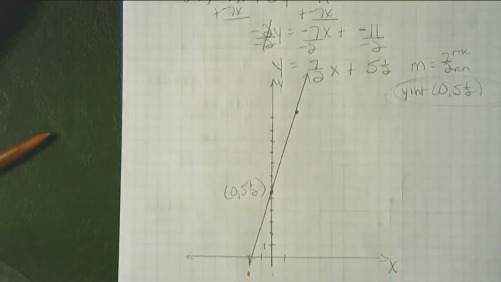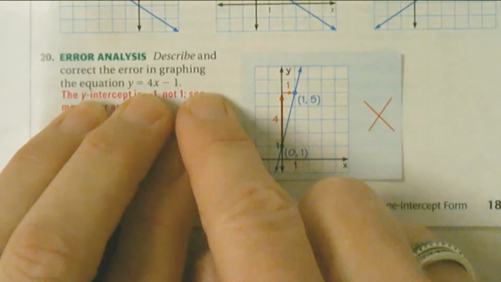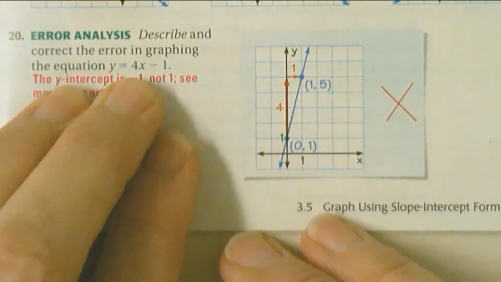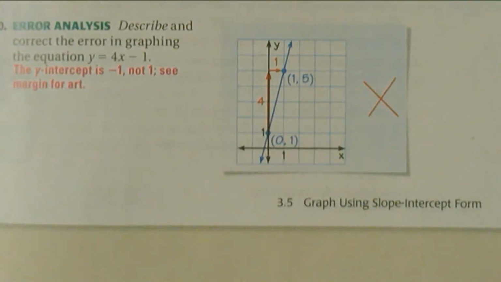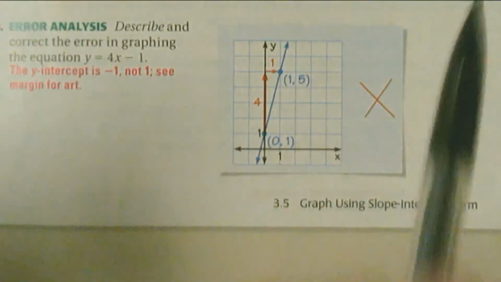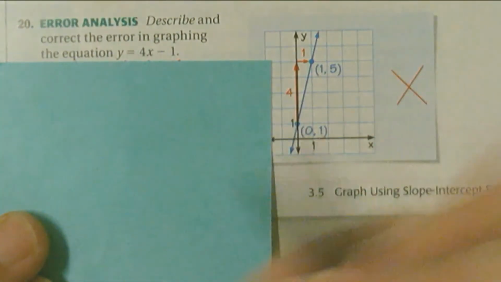Carmen? Number 20, of course. So let's just take a look at 20. Okay. So it says describe the error. First of all, I need to identify my slope and my y-intercept. For me to analyze this graph, I need to know my slope and my y-intercept from this equation. My slope from this equation is 4 or 4 over 1.